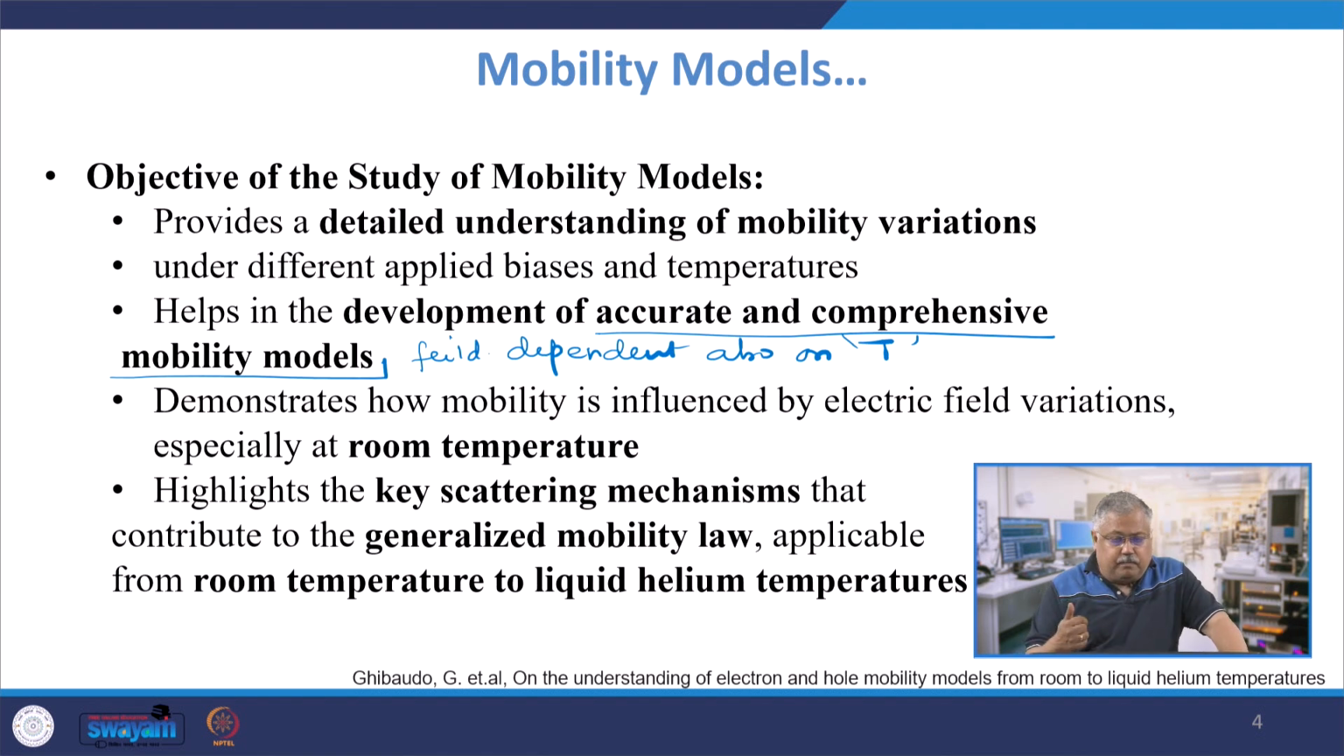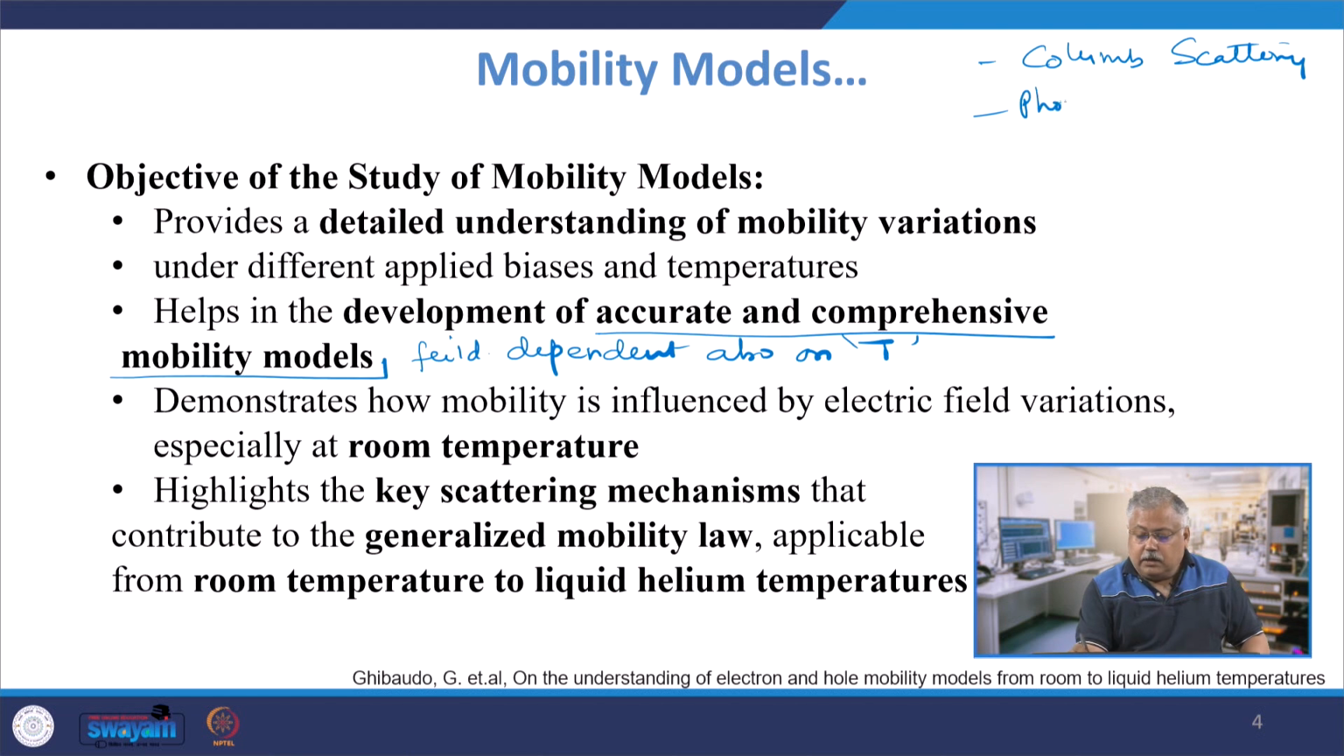And therefore there are three major scattering phenomena which happen. They go on varying with temperature. One is known as Coulomb scattering, and these are purely electrical in nature. We also have phonon scattering.